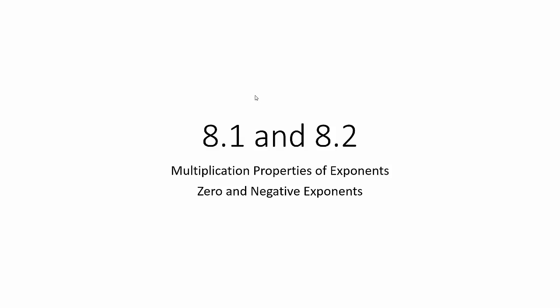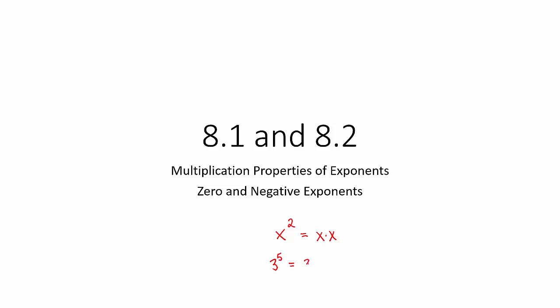This video will introduce us to some of the key properties of exponents, the multiplication properties, and what to do with zero and negative exponents. Now, before we get started with this, I want to point out that what we're working with are things that are to a power. So, for instance, we could have x squared, and what x squared means is that we have two x's being multiplied together, or we could have 3 to the 5th power.